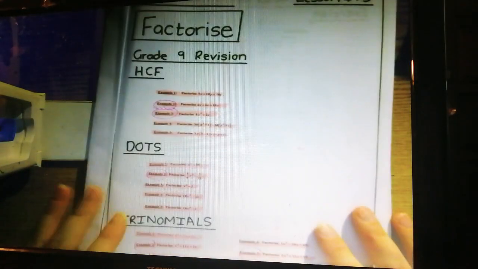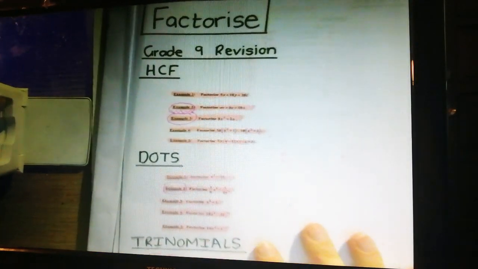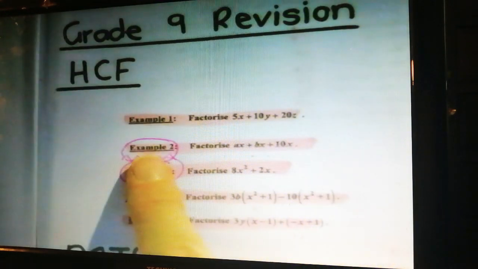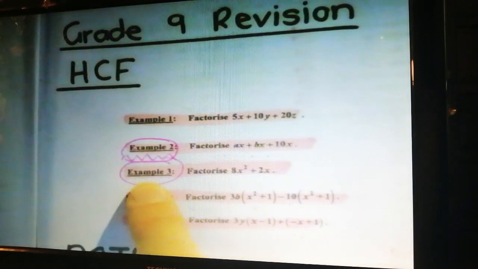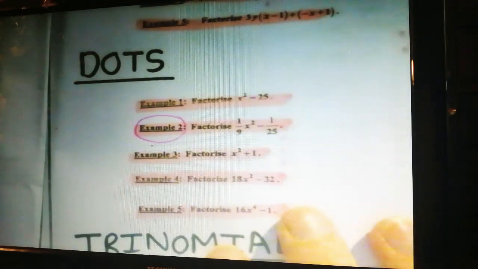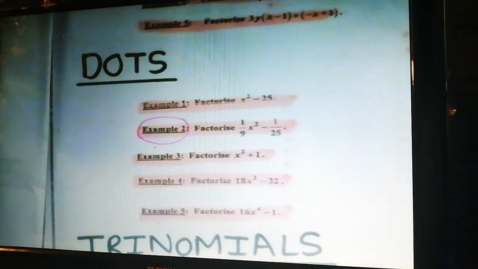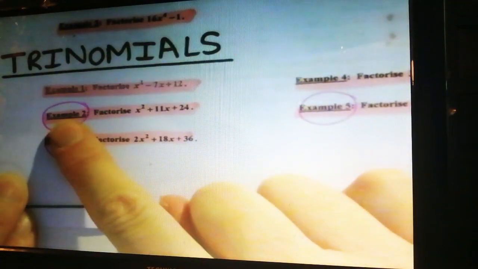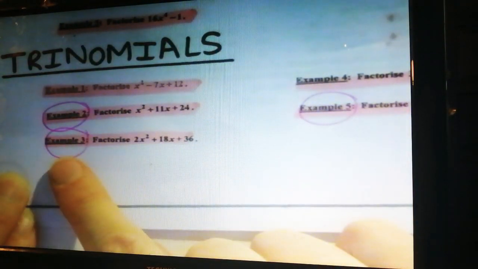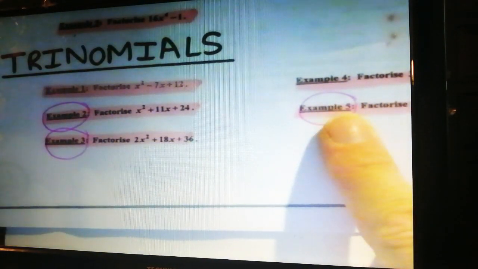If you look at this worksheet over here, the questions I want you to do in your grade 9 revision under HCF is example 2 and example 3. From dots, I want you to do example 2. And in trinomial, I did this with you, so ignore the circle. I want you to do example 3 and example 5. So you can use those as practicing.